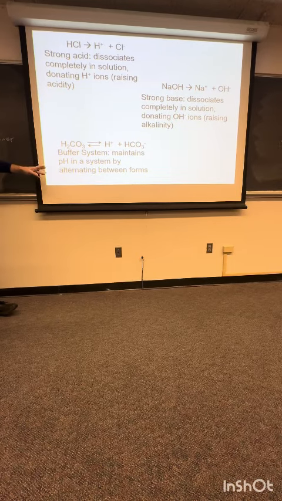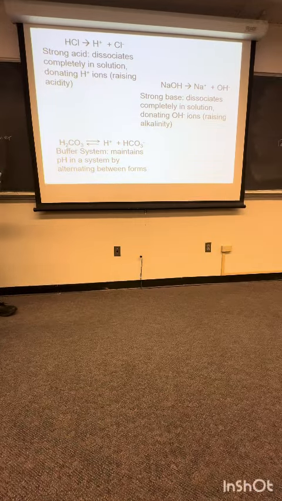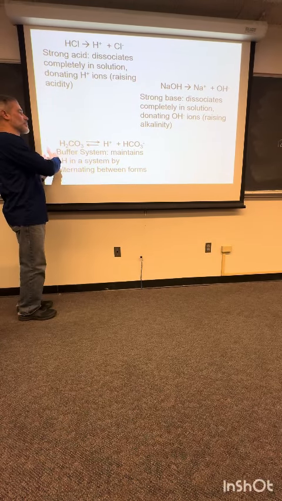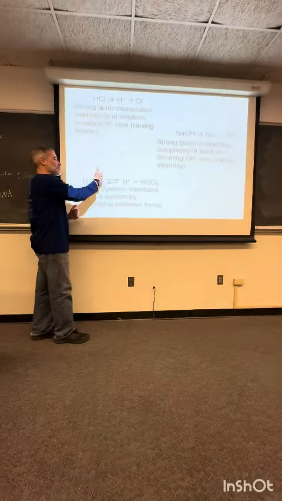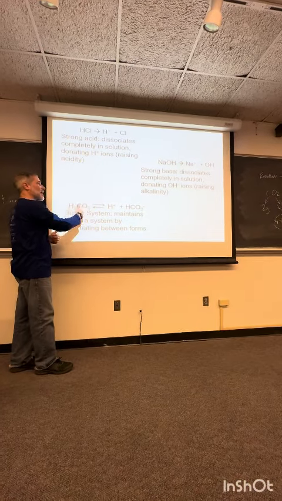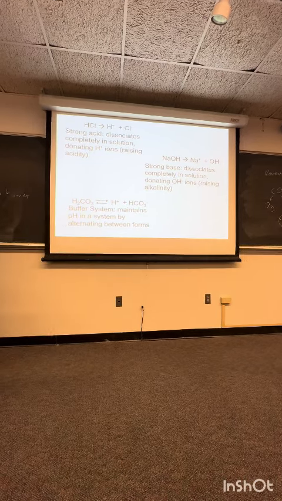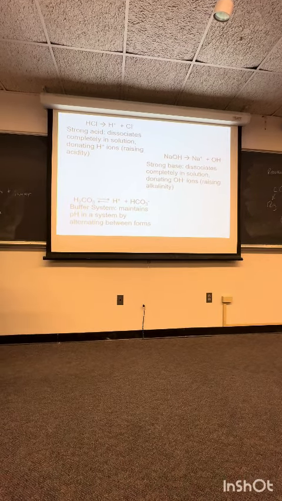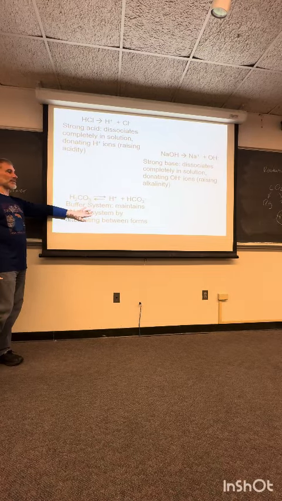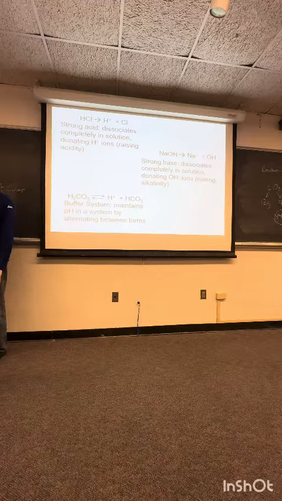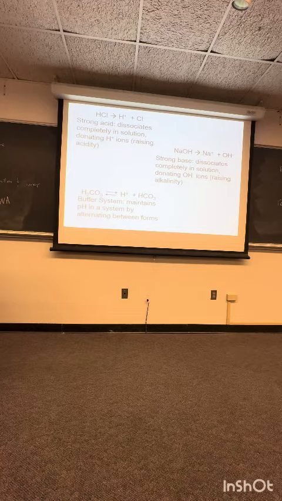Okay, and then a buffer system is one where it doesn't dissociate completely. Instead, it fluctuates in this equilibrium between releasing hydrogen ions and taking them back up. So by being able to go back and forth, depending on the hydrogen ion concentration, this actually causes solutions to stay at a relatively stable pH. So this is what we see in our biological systems, maintaining, for example, the pH of our blood so that we don't have issues. Okay.